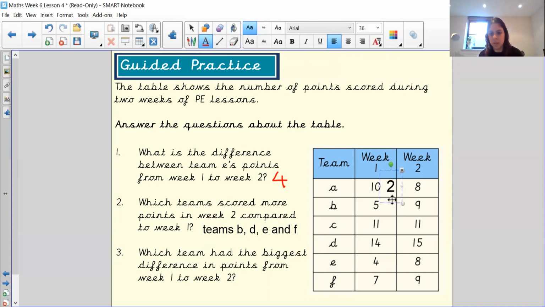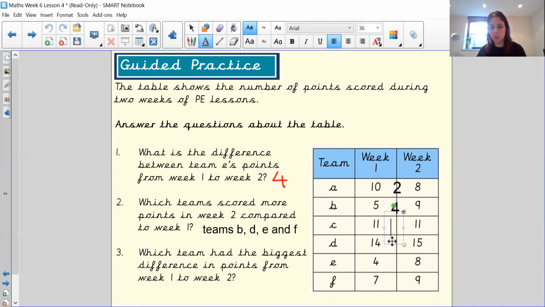Point score between there is 2. Between 5 and 9 is 4. 5 in my head, 6, 7, 8, 9. There's 4 points difference. So I'm going to put 4 there. I'd like you to pause the video. I'd like you to work out the difference for the other 4 teams, please. So pause the video now and go through those for me.